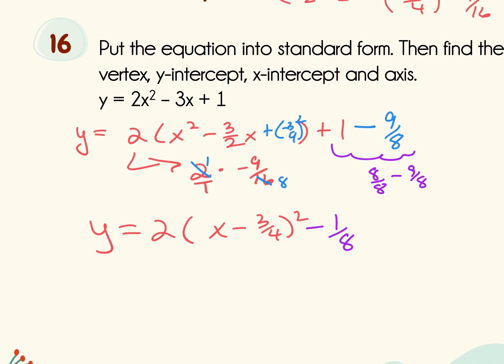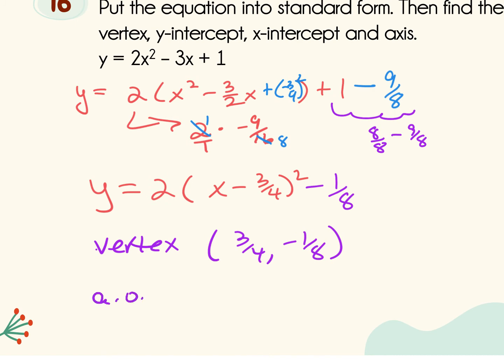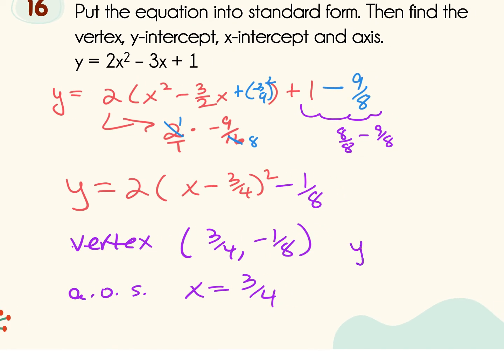So then now what we can do, this is our standard form. So my vertex is located at 3/4 and -1/8. My axis of symmetry is x equals 3/4. My y-intercept, go back to the beginning, it's 0, 1.